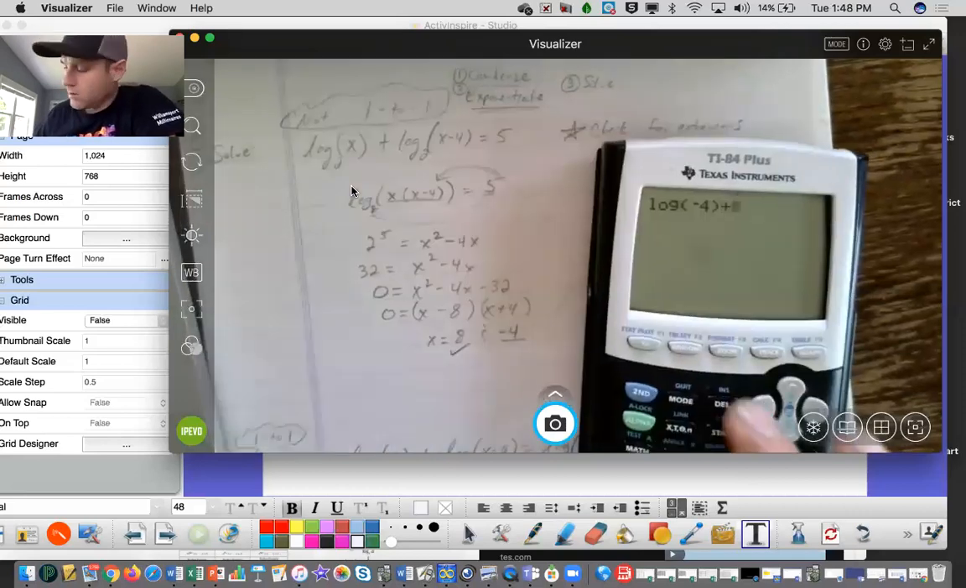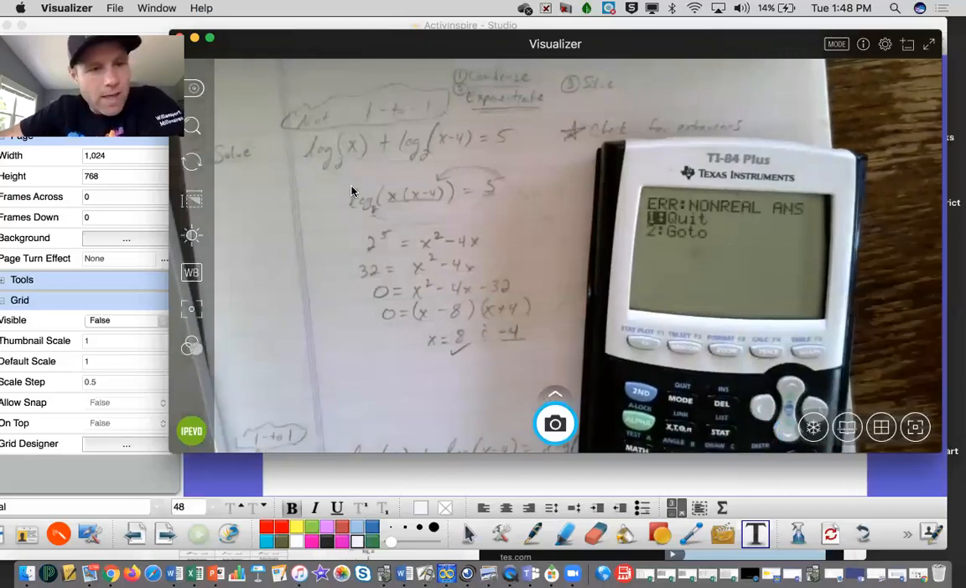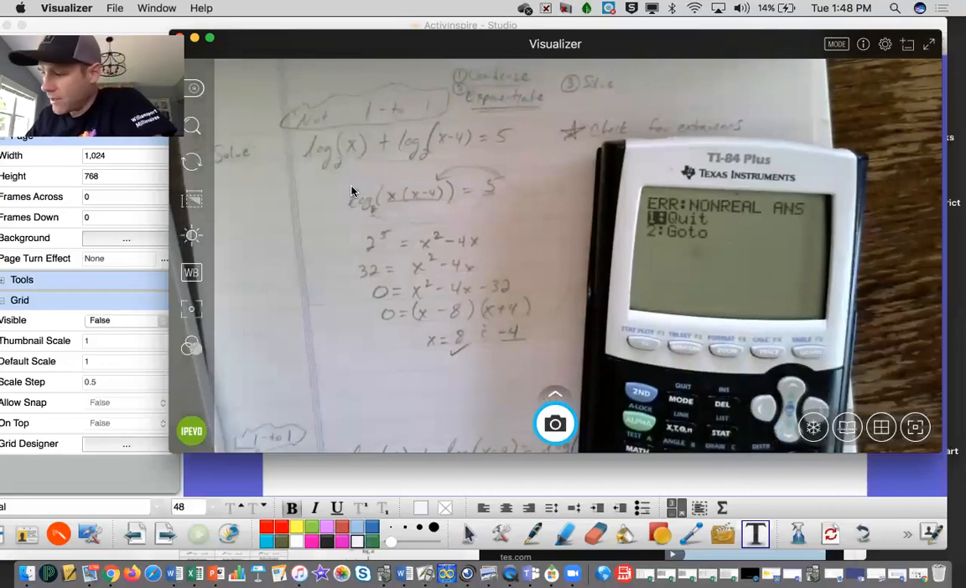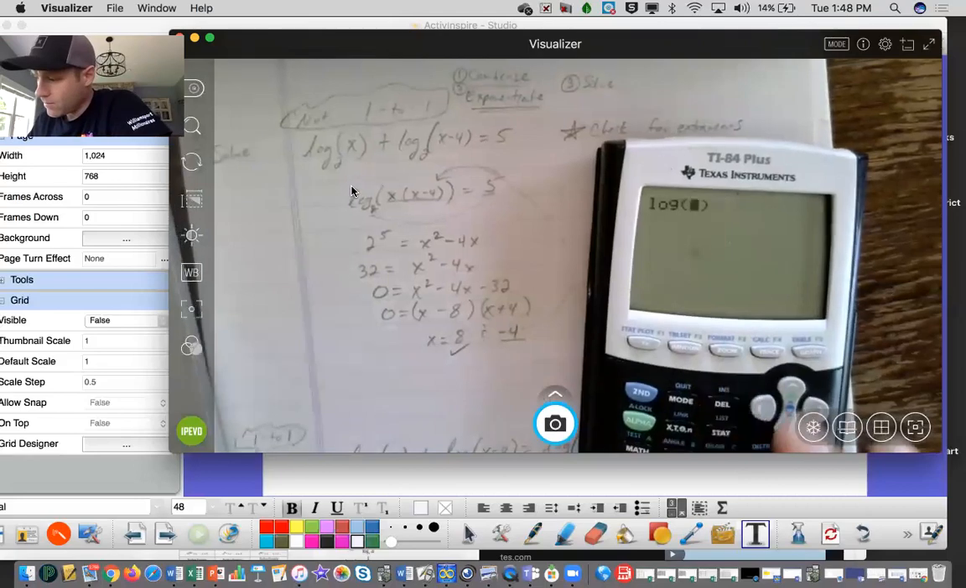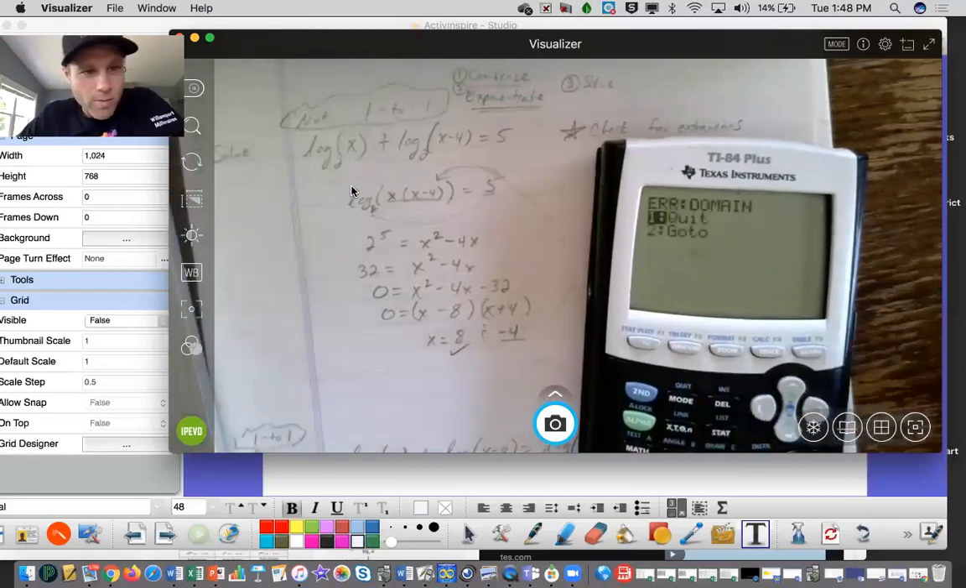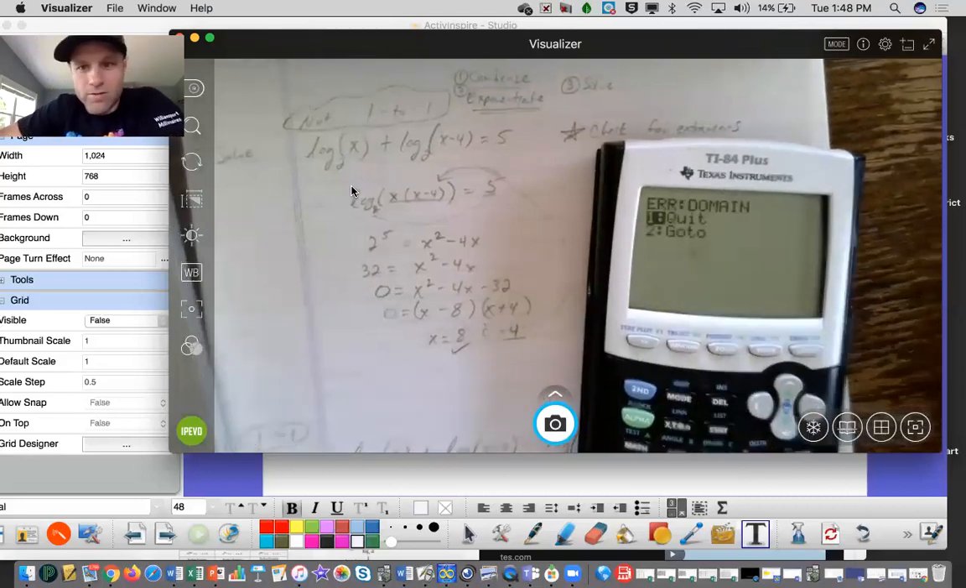Whoops. Error, non-real answer. So there you go. You can't do the log of negatives. Same thing. If I go to it and change it to the log of 0, I told you can't do the log of 0 either, right? Error, domain. You can't do the log of 0.